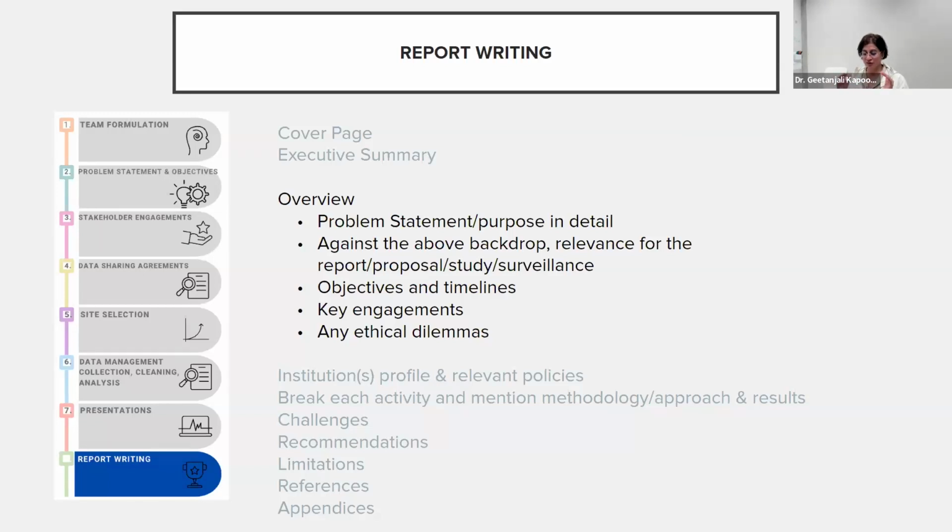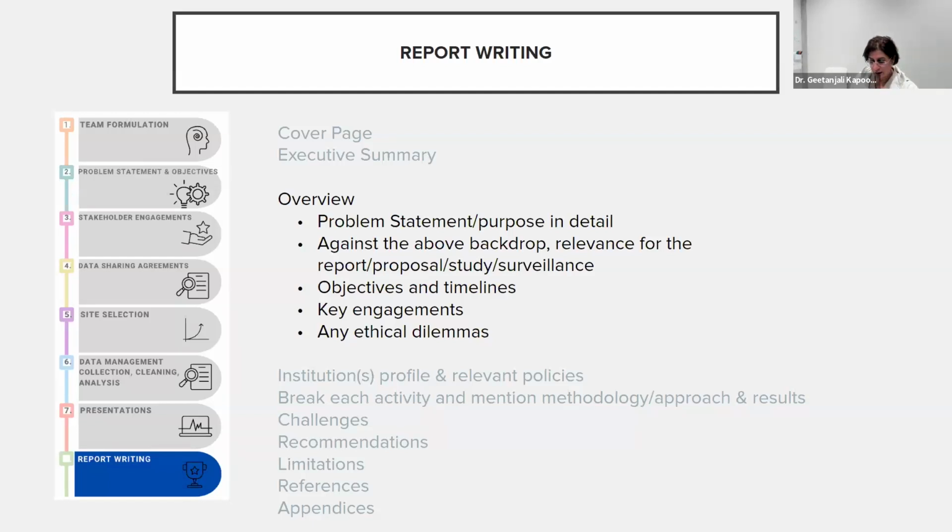I'll not get into that, but for sure, your key objectives should definitely be mentioned in your overview section, in the overview chapter, and the timelines. From when do you start, and when do you plan to commence, okay? So all that should be there in your overview.